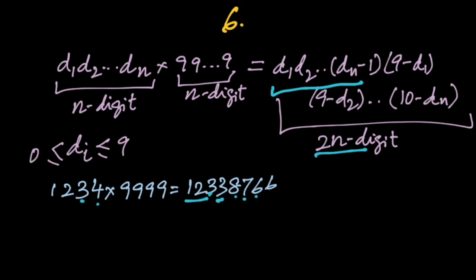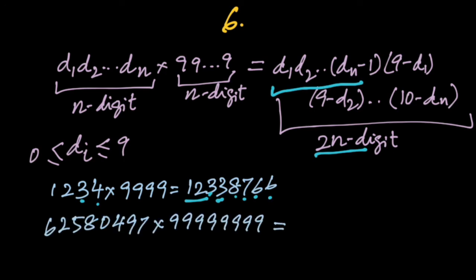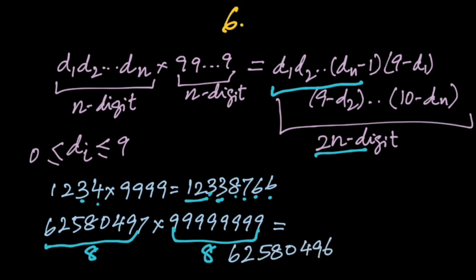Now suppose we are multiplying 62580497 by 8 9s, because it is an 8-digit number. So here up to 7 digits we are going to copy as it is. So 6258049. Then we will write 7 minus 1, which is 6, and then we will subtract from 9. So 9 minus 6 is 3, 9 minus 2 is 7, 9 minus 5 is 4, 9 minus 8 is 1, 9 minus 0 is 9, 9 minus 4 is 5, 9 minus 9 is 0. At the end we are going to write 10 minus 7, which is 3.